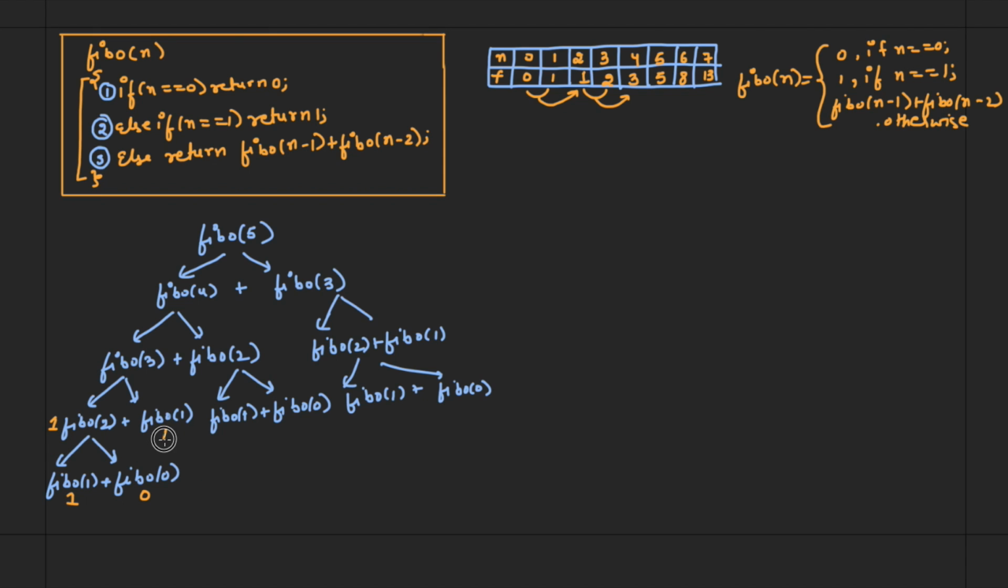Here Fibonacci of 1 is 1, and 1 plus 1 is 2. So Fibonacci of 3 is going to give us 2. In the same way, Fibonacci of 1 is 1. Fibonacci of 0 is 0. Fibonacci of 1 is 1. Fibonacci of 0 is 0.